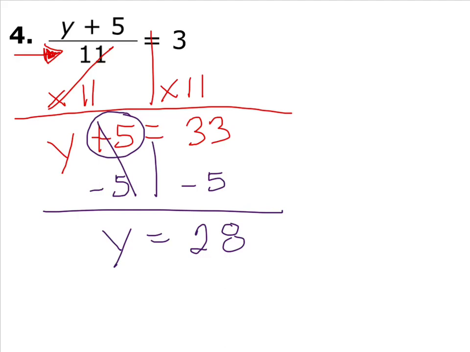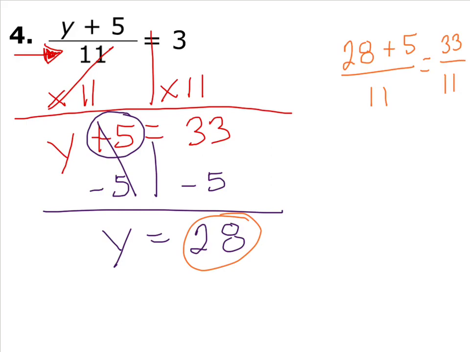And that's our answer. And again, this one was kind of tough just by looking at it, but let's double check it. Let's substitute my 28 into my equation up here. Let's say 28 plus 5 all over 11. Well, what does 28 plus 5 equal? Well, 28 plus 5 equals 33 over 11. Well, what is 33 divided by 11 equal? Well, that equals 3. So we know we got it correct, so 28 is our correct answer.